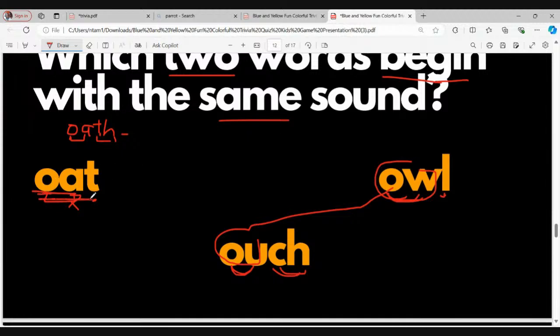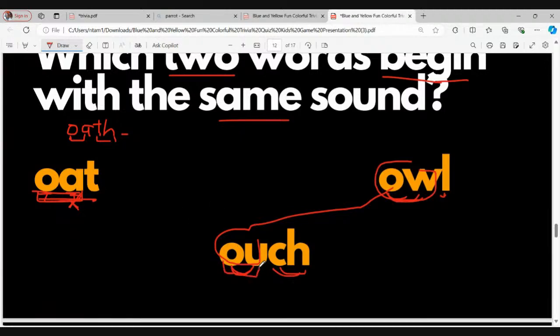So remember the word oat, the O and A together make the sound O. For spelling purposes, remember the A is silent, but when you're spelling, you must put it there, okay? And oat here is a cereal, it is a plant, and a lot of you may have eaten oats before.